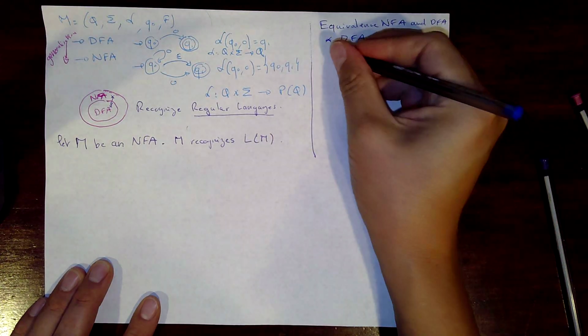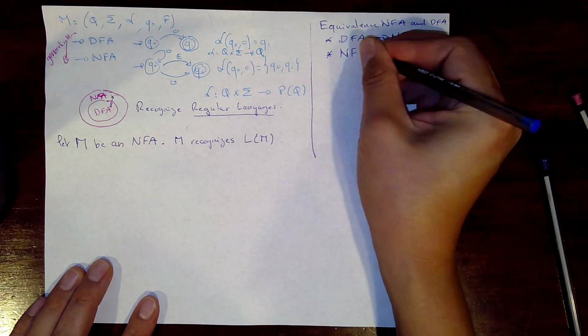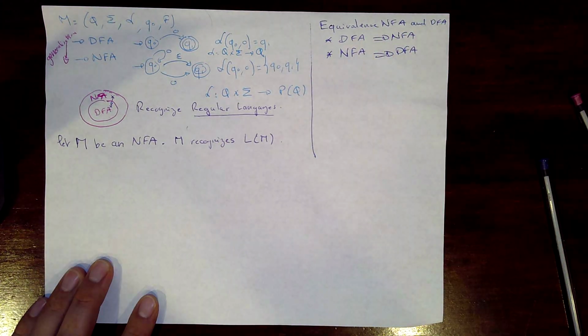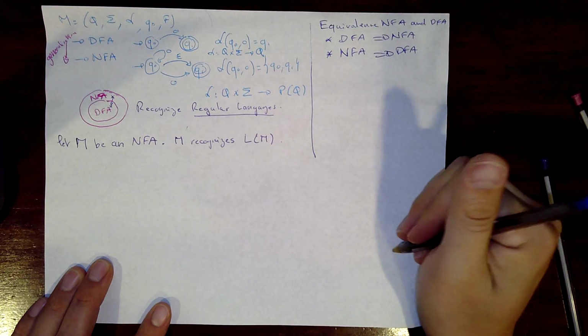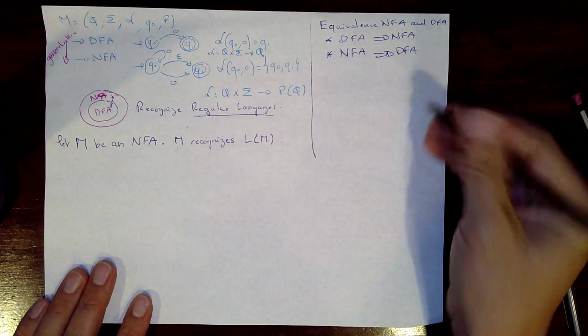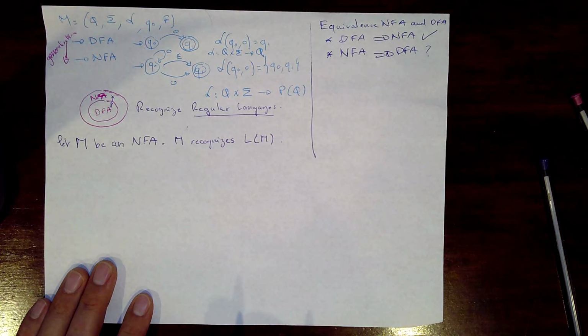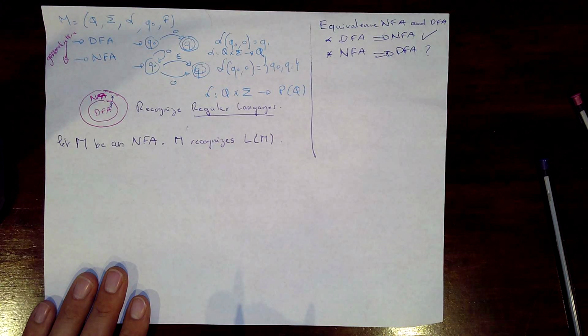What is not as obvious is to show that if you have an NFA, you have a corresponding DFA, at least one, that recognizes exactly the same language. So this one is straightforward. This one is a bit more complicated. But here is the gist of it.